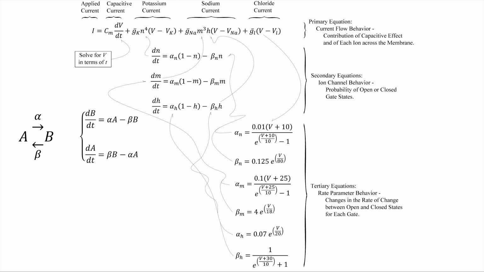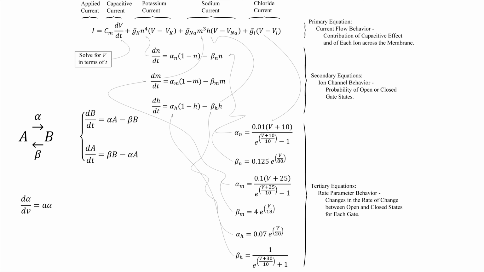This same concept applies to any state. For example, for the state of a gate being open or closed, you could imagine A being an open state and B being a closed state. It turns out that it creates this differential equation where the rate of change of one state to another is dependent not on time, but on voltage.